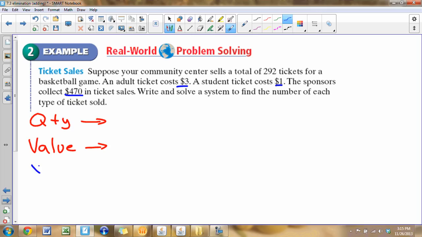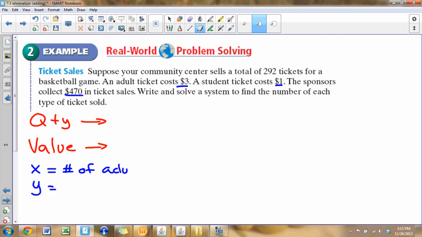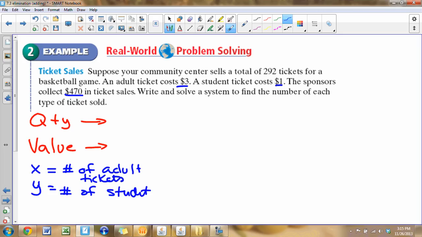I also need to make sure that I define what my x and y are going to be. You can't just start solving an equation and not write down what x and y are, because they could be lots of different things. So I am going to say that x is number of adult tickets. Well, if that's the number of adult tickets, then that means y is going to be the number of student tickets. Okay?